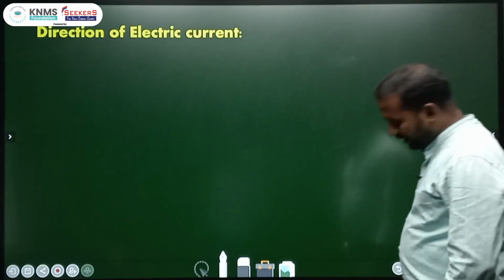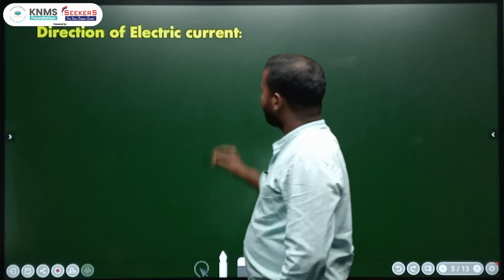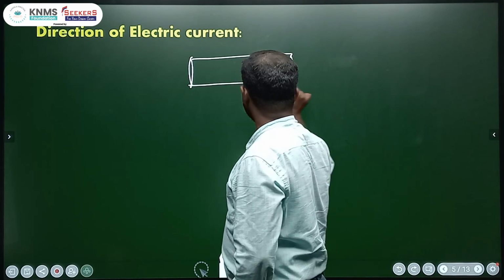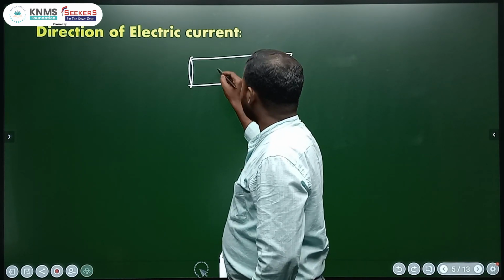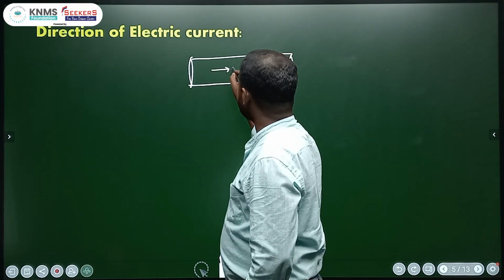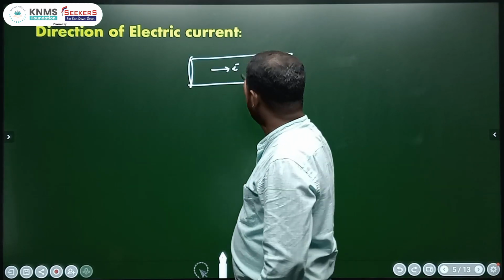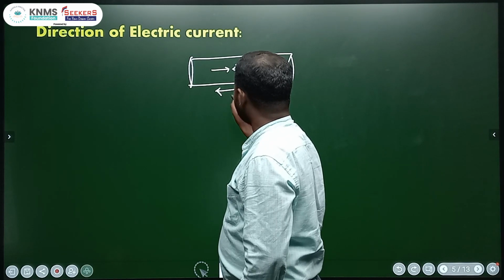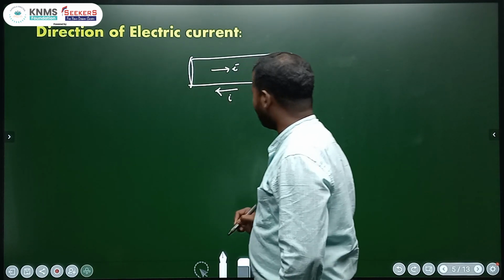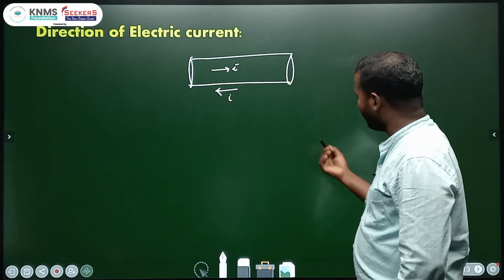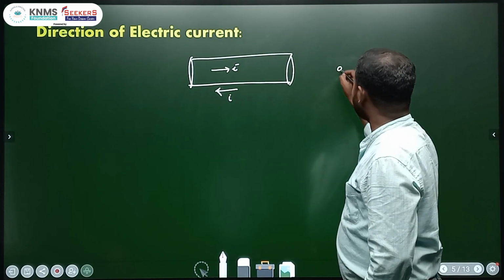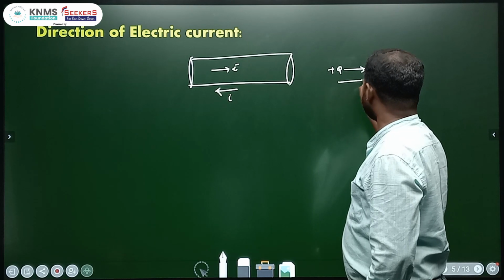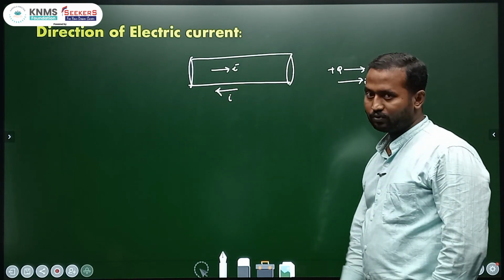Now, direction of electric current. In a conductor of cross section A and length L, if electrons are flowing, then the convention is that electric current is in the opposite direction, whereas if positive charge is moving in one direction, we consider the current to be in the same direction. This is the convention that we need to follow.